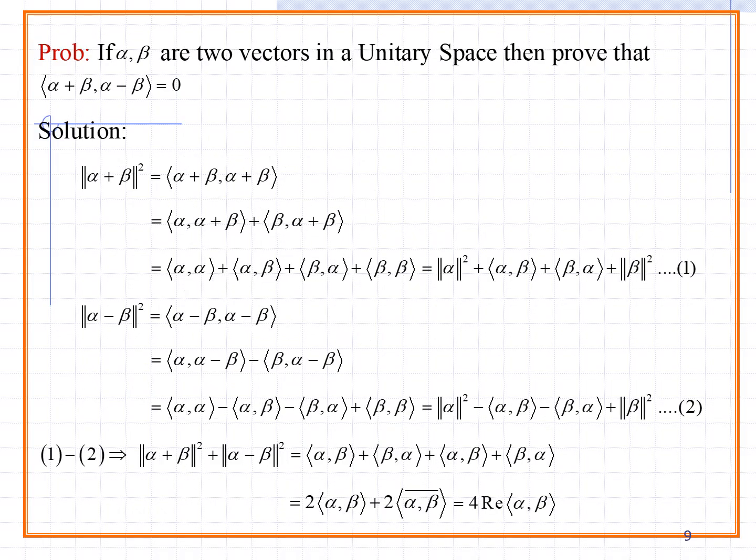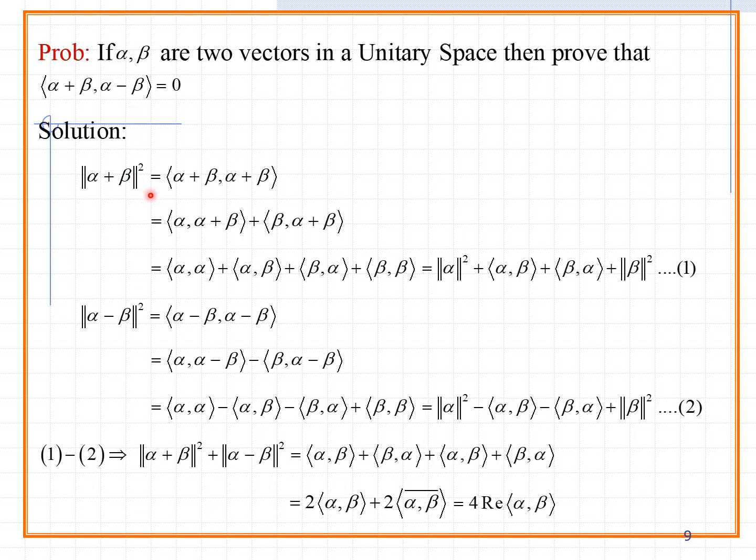Let us see one more problem. If alpha comma beta are two vectors in unitary space, then prove that inner product alpha plus beta comma alpha minus beta equal to 0. The same you already proved: alpha comma alpha equal to, what is that? You can prove norm alpha square equal to 0 when alpha equal to 0, the same property.